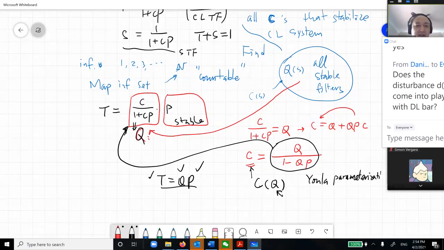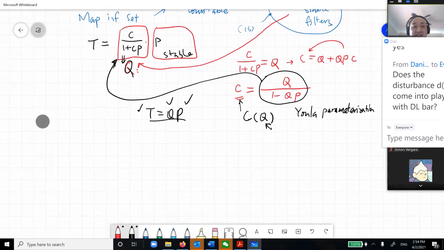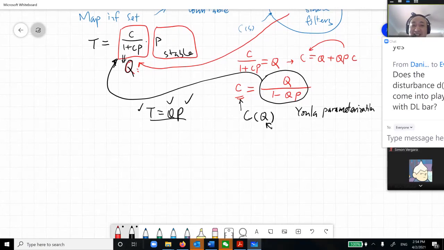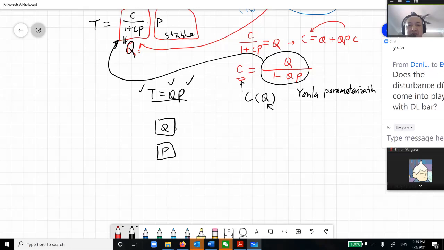Parameterization. Very nice. But I want to do something interesting for you. So here you have a Q. If I draw a block diagram here, you can see what I should do.